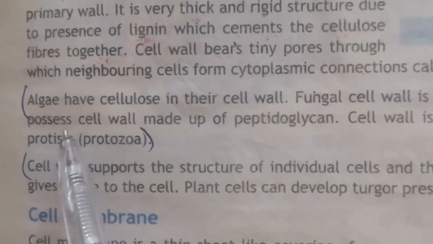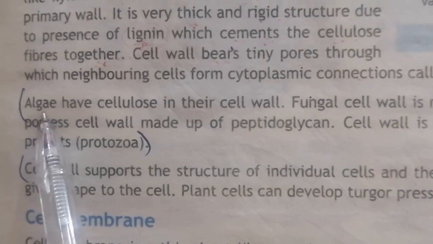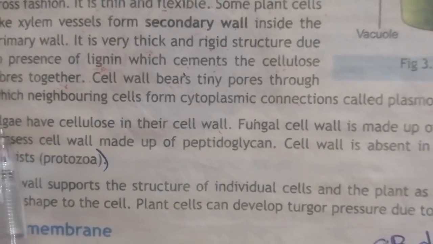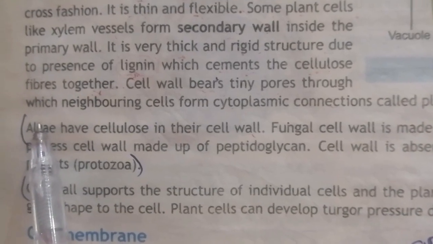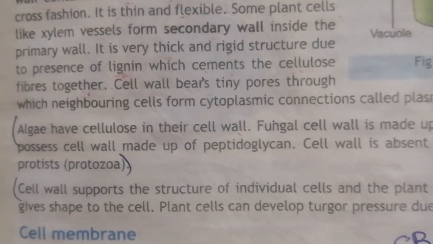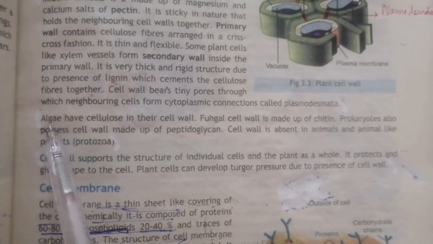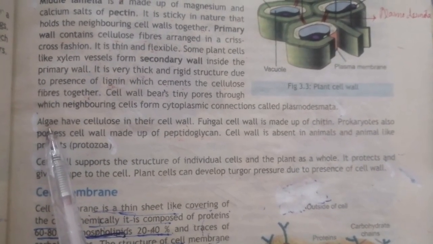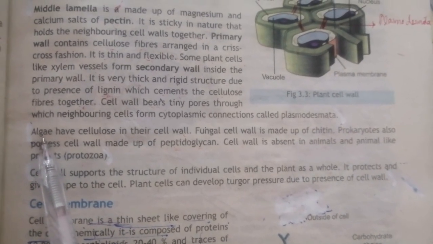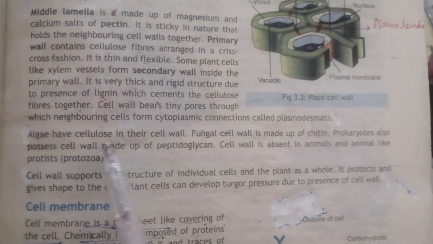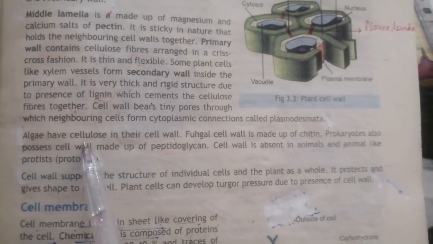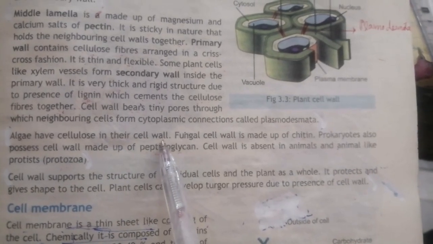Now students, come to the next heading, starting from "algae have cellulose in their cell wall." From this paragraph you will write the heading: composition of cell wall. Under this heading of chemical composition of the cell wall, the first organism is algae, which have a cell wall made up of a chemical called cellulose. So algae have cellulose in their cell wall.